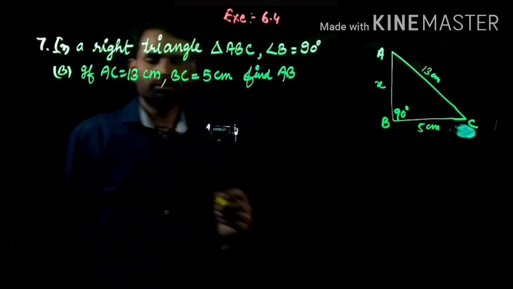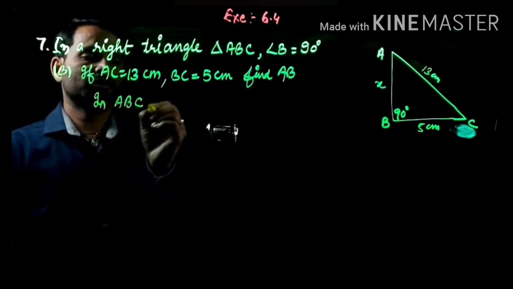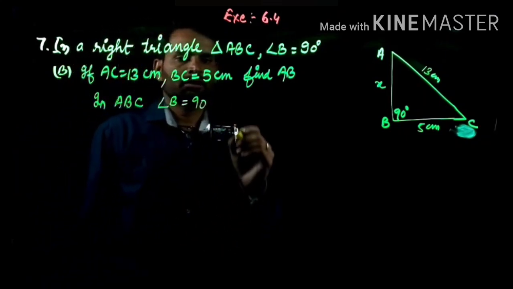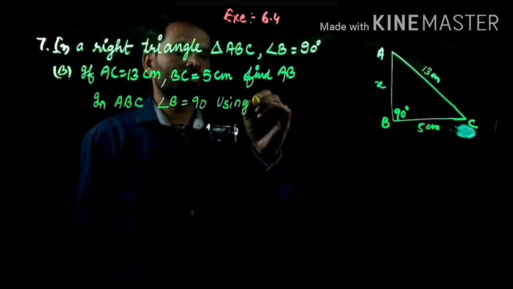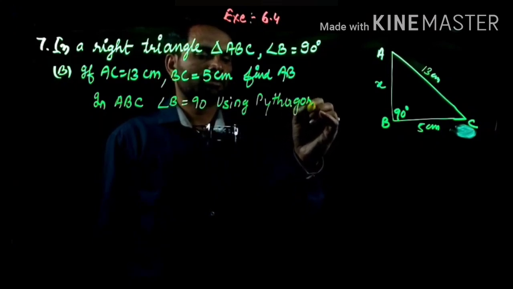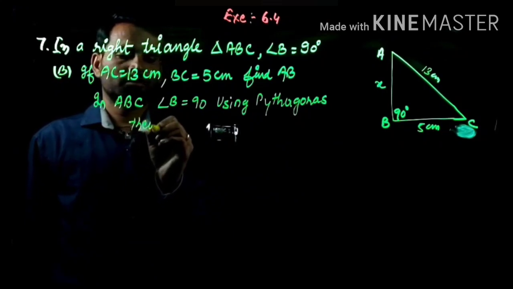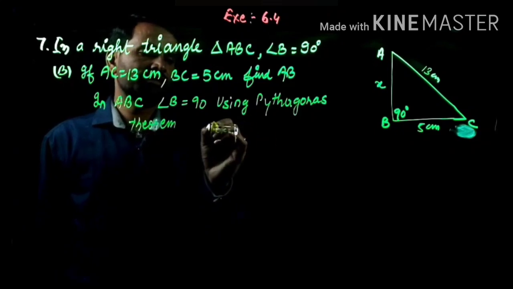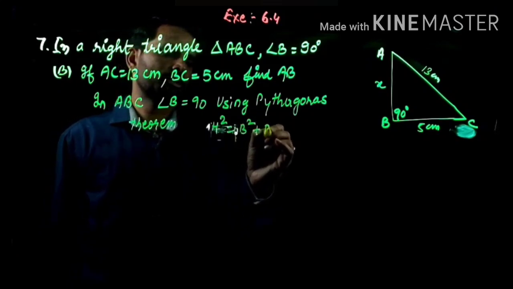Okay, again we will use, in triangle ABC, angle B is equal to 90, using which theorem? Using Pythagoras theorem. In the Pythagoras theorem, in a right angle triangle, the hypotenuse square is equal to base square plus perpendicular square.